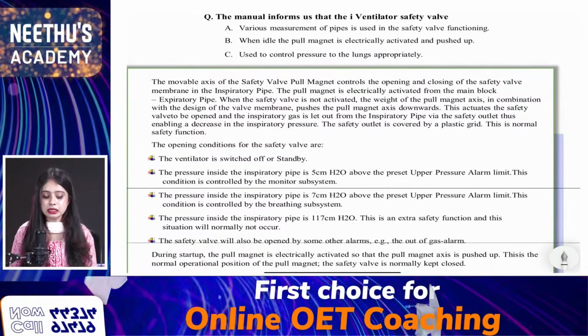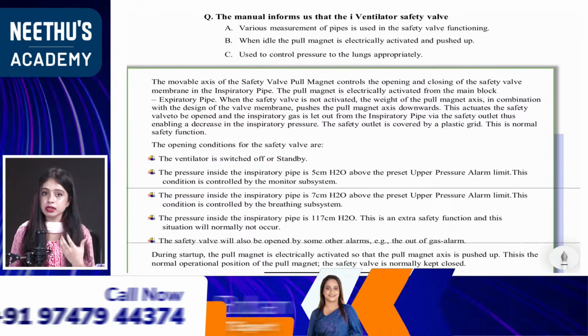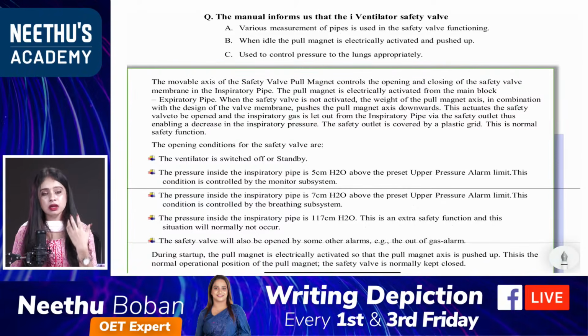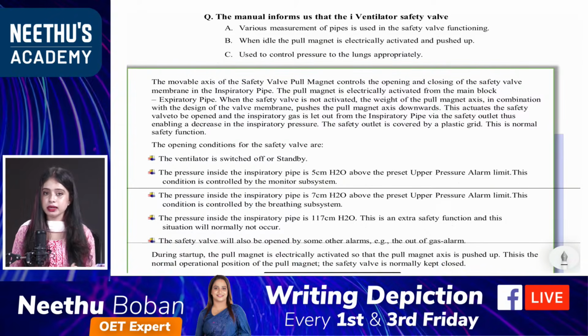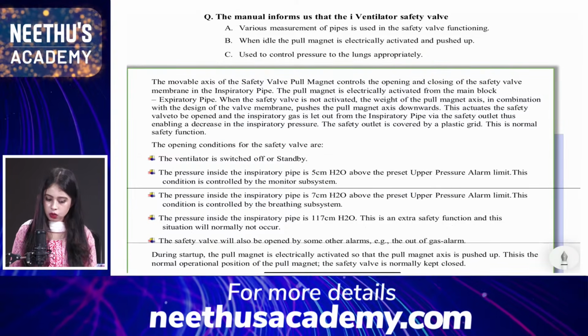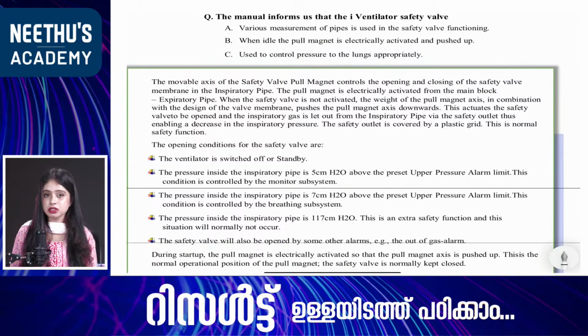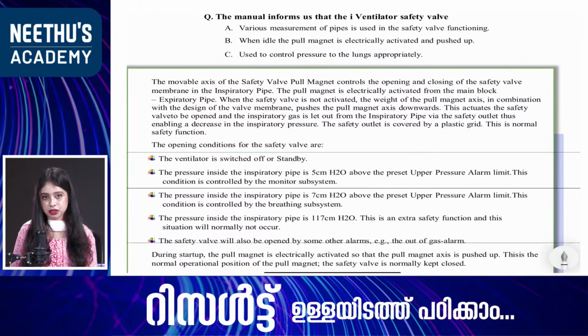And which lines are important? I can say the first 3 lines are important. Other than the rest of the lines, the first 3 lines are important. So here comes the question. The manual informs us that the eye ventilator safety valve.